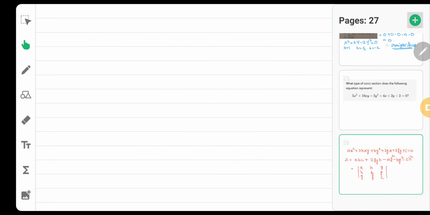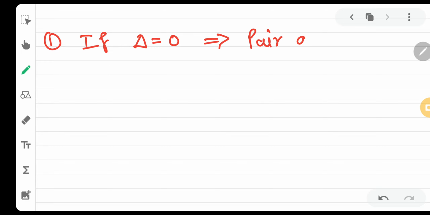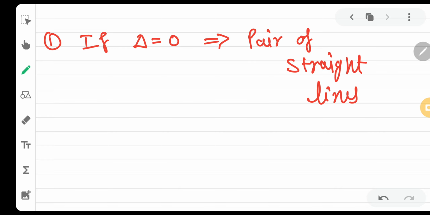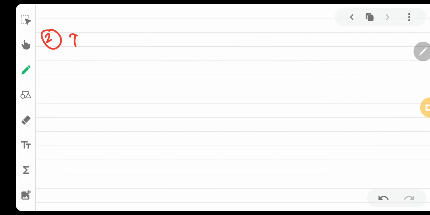Then how to identify the conic section with this? Very simple. If delta is equal to 0, then it represents a pair of straight lines. So that is your first condition. Then the second condition: if delta is not equal to 0, then how do you identify? So definitely it is not a pair of straight lines.